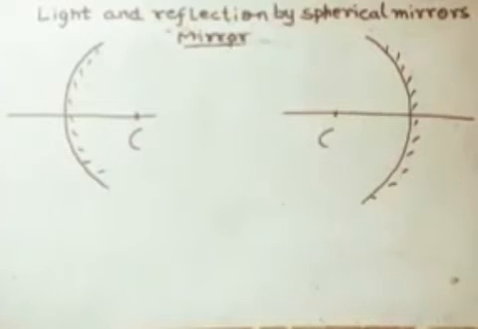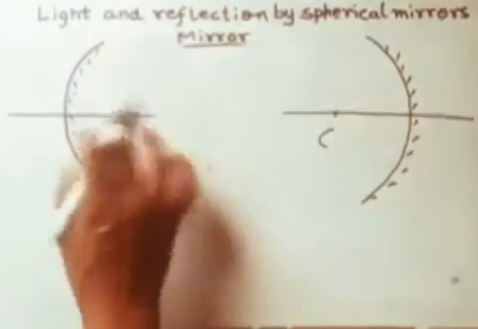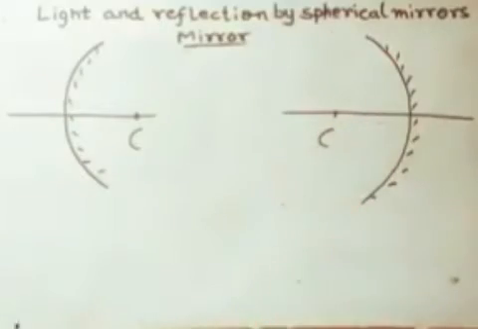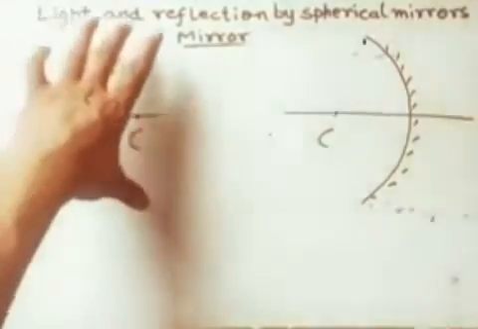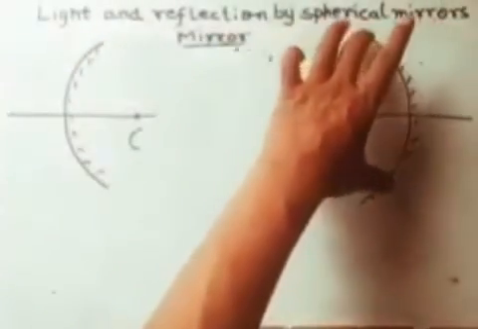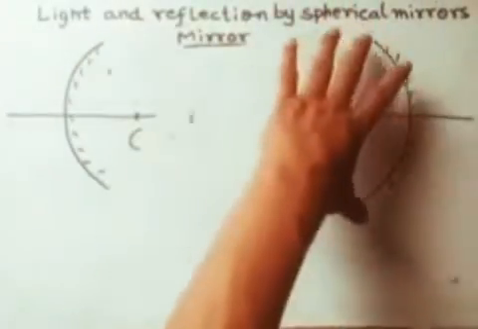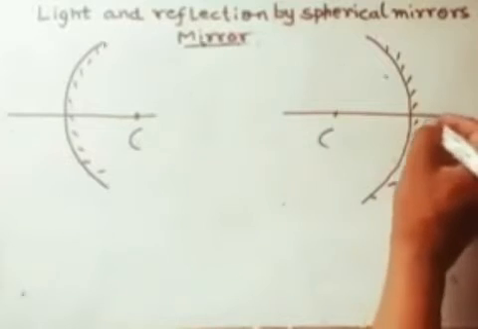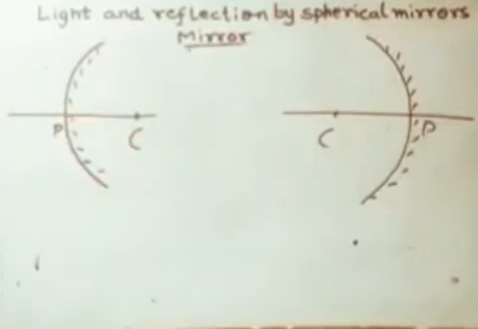So here we have two mirrors, convex and concave, and you can see the center of curvature of this lies here, and the center of curvature of this lies here. Understandably, because if we follow this, the sphere goes like this, and if we follow this, the sphere will not go that way, but it will come this side. All right, and now we'll mark the pole also.